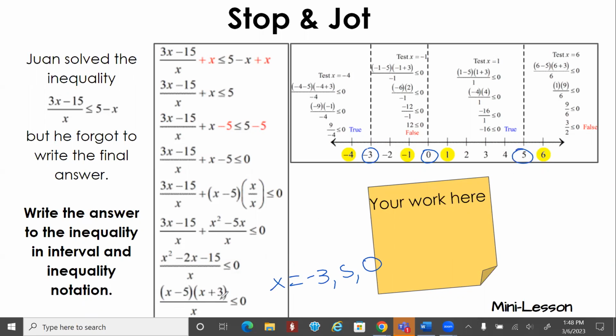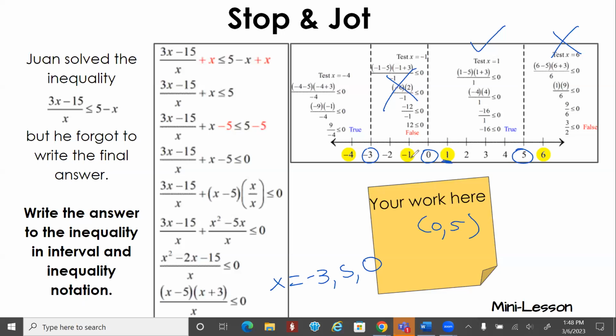Okay. So once you've factored and you have it in factored form, you can use those numbers to check in between. So in this case, he picked 1 to test. He plugged in 1 into the inequality, saw if it worked. It did work. Okay, so from 0 to 5, those numbers work. Okay, it did not work when he checked x equals 6. That was false.